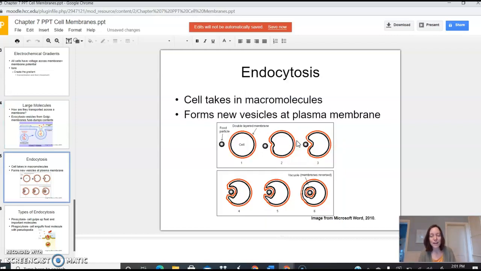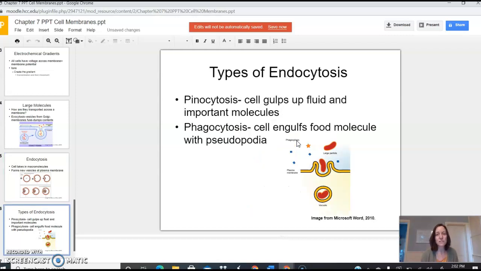The opposite of that is endocytosis, where large molecules come up to the plasma membrane outside the cell. A new vesicle forms at the membrane and the cell takes in the molecules. Endocytosis can take some different forms. There's pinocytosis, which describes when a cell gulps up fluid and important molecules, and phagocytosis, which means cell eating, where the cell engulfs a food molecule with pseudopodia. And you'll see some of these in lab when you look at amoeba. They extend these arm-like structures out of the cell, wrap around food particles, and bring those into the cell.